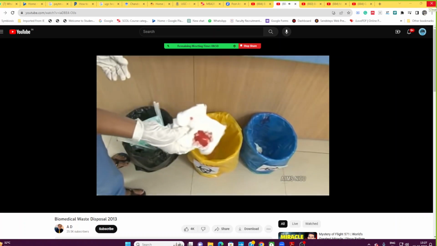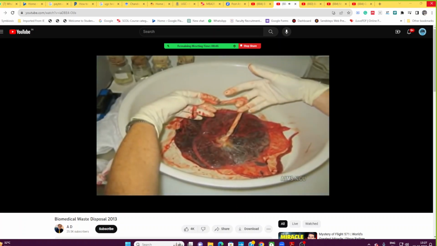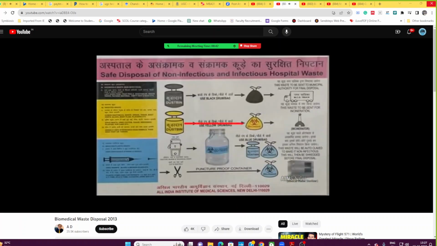This includes blood-stained cotton, blood, body fluids, placenta, etc. This type of waste requires incineration.